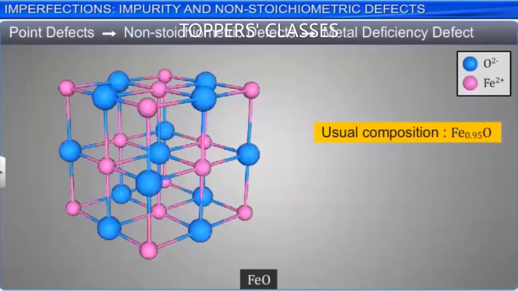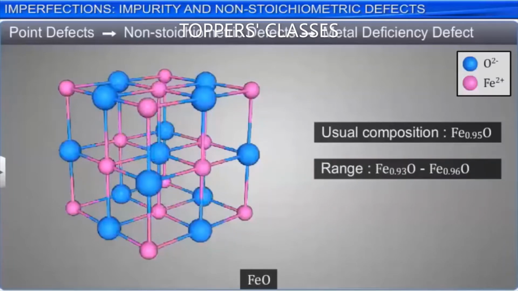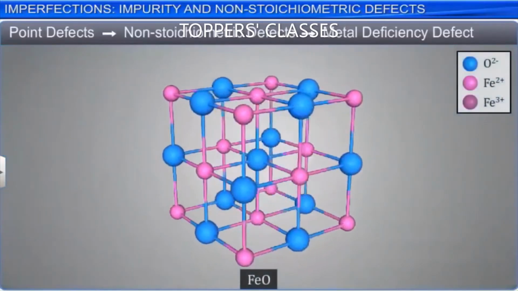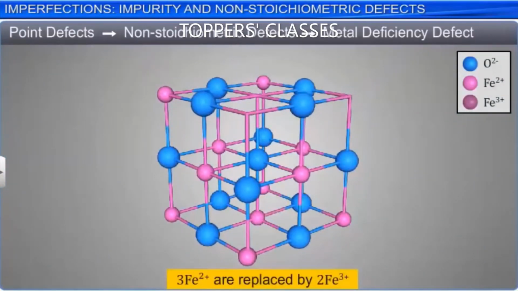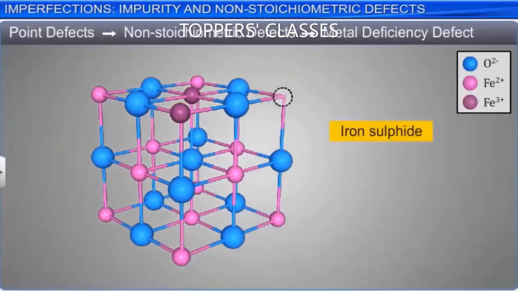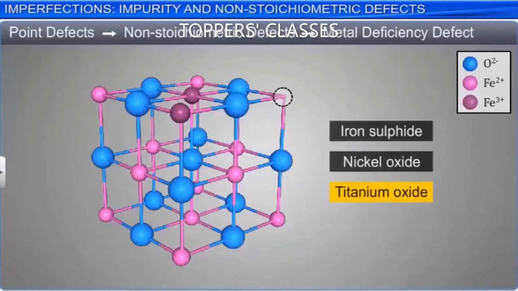It may actually range from Fe0.93O to Fe0.96O. In crystals of FeO, some Fe2+ cations are missing, and electrical neutrality is maintained by the presence of the required number of Fe3+ ions. Iron sulfide, nickel oxide, and titanium oxide are other examples that have this defect.